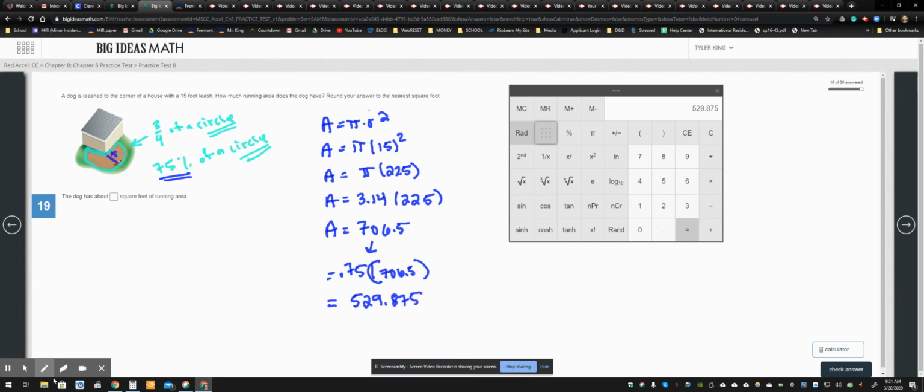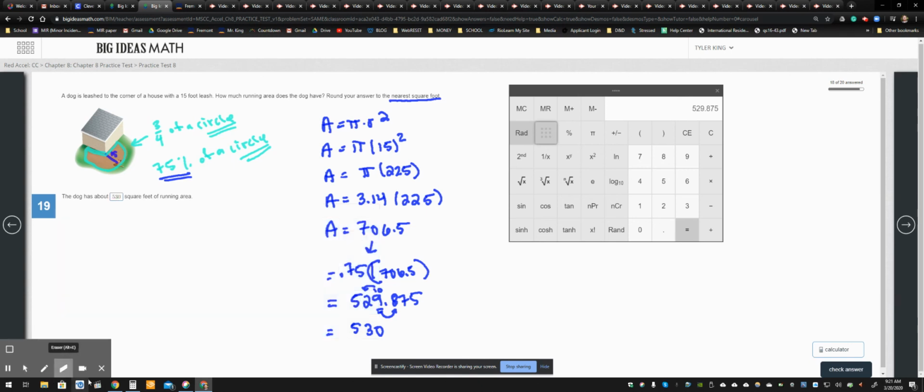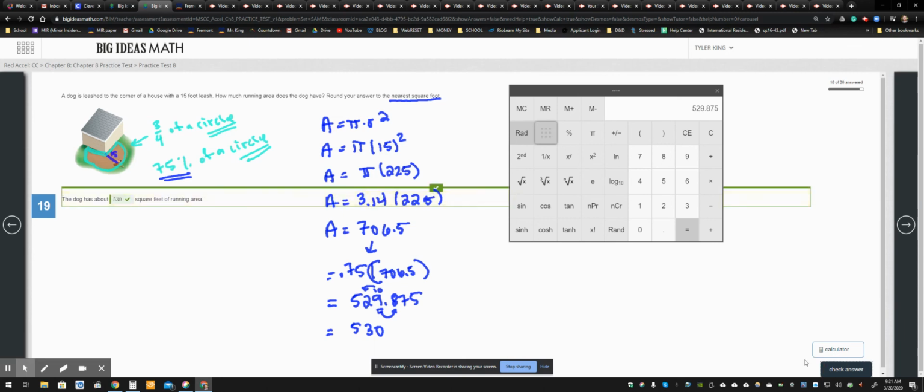Now we want to round our answer to the nearest square foot, which is a whole number. So we're going to go to the whole number place. We're going to see this right here. We need to round up. This becomes a 10, but the 10 doesn't fit in that spot, right? So the 1 has to move over. So this is going to become 530 square feet. So when we look at this, we should see that we're at about 530 for the running area of the dog. And we are good.